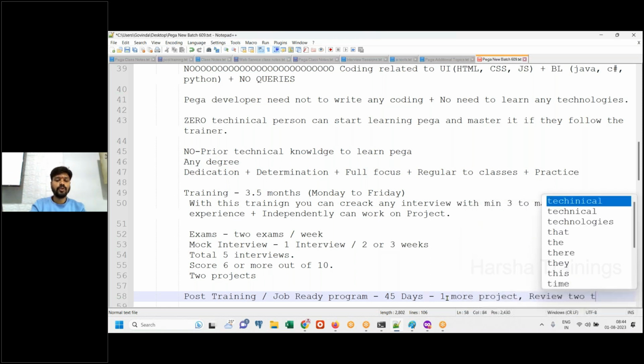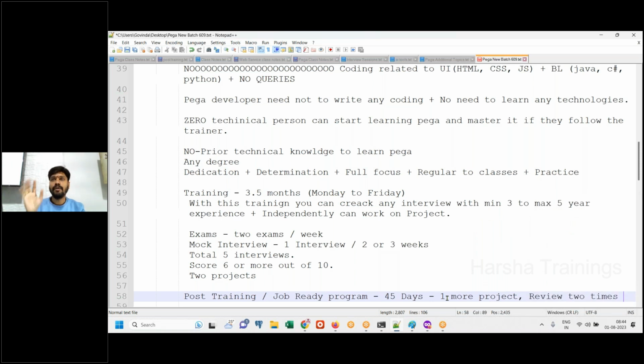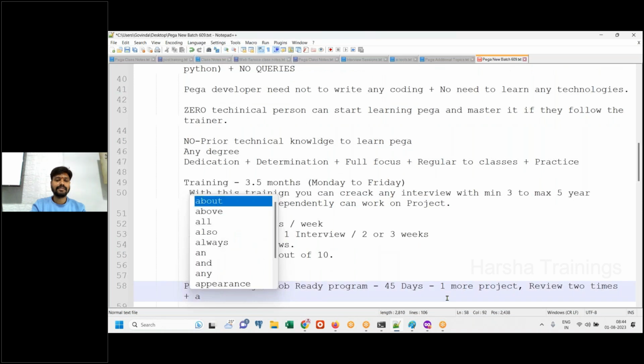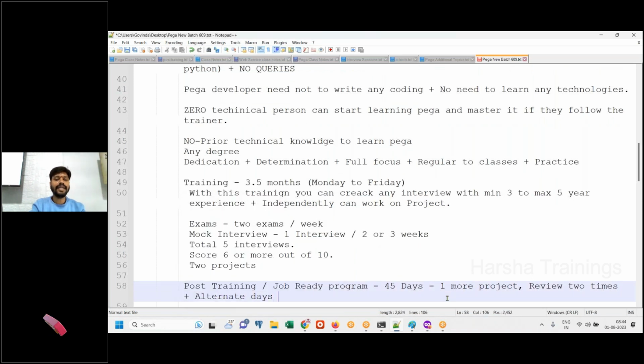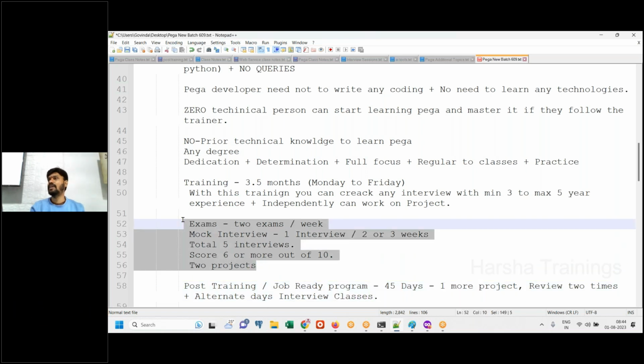Reviews happen 2 times a week. You have to explain what you have done and how you have done it, and we will review it, like how it happens in real projects. Plus alternate days, today review project. You will be working on projects 6 or 7 days. Alternate days, interview classes. Why are you saying interview classes again? You already covered interview level here, right? Yes, we covered it. We will repeat again. Why should we repeat?